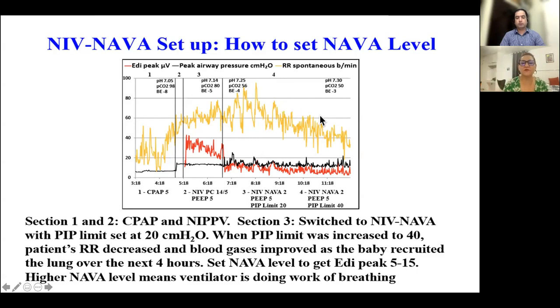When you increase the pressure limit higher, the pH has improved. Depending on how you have set the NAVA level to get the EDI peak of 5 to 15, it takes time. It took around 4 hours for us to know exactly what limit of PIP is required by this particular baby, which is quite high. Then your blood gas has improved, and slowly the baby's pressure requirement will come down by itself. So this is how you will be keeping the NIV NAVA level of this baby.